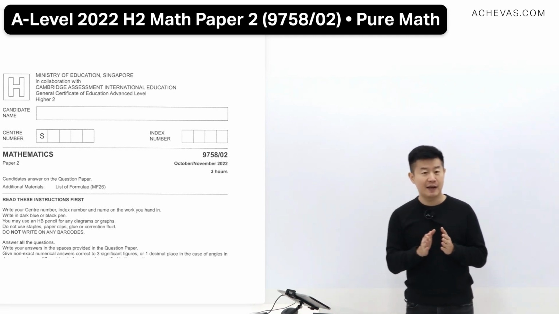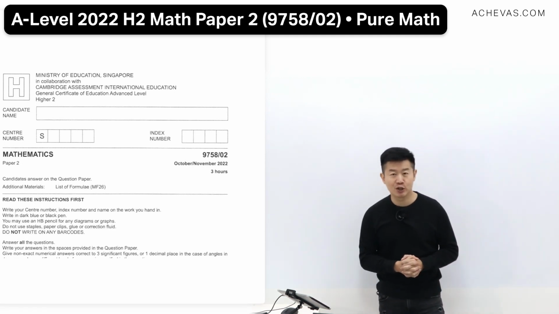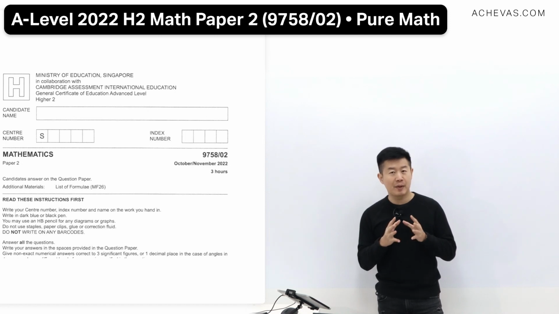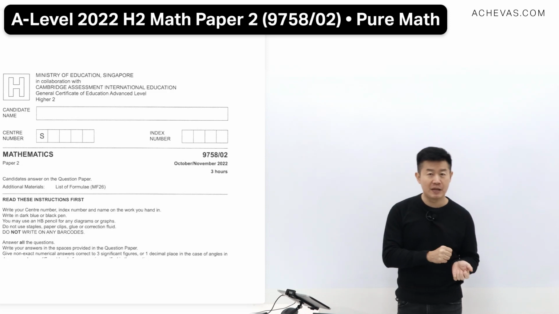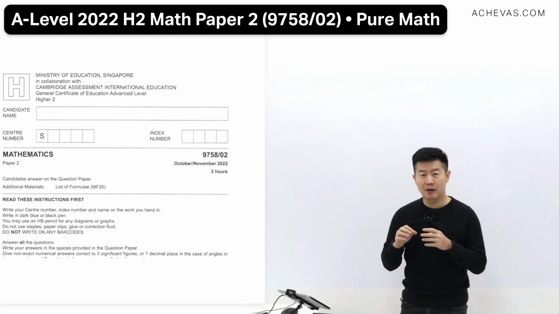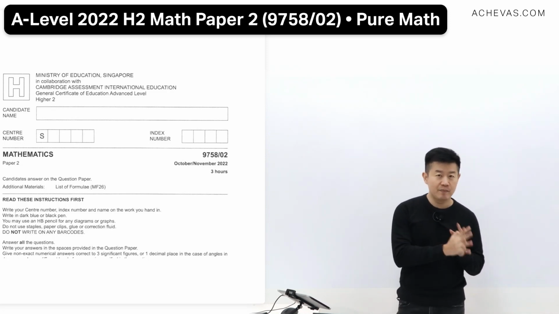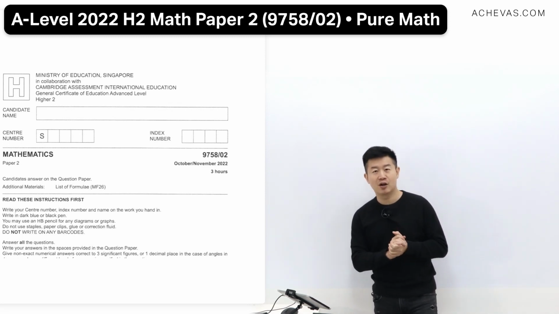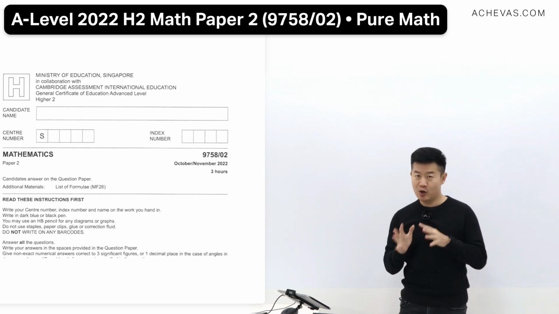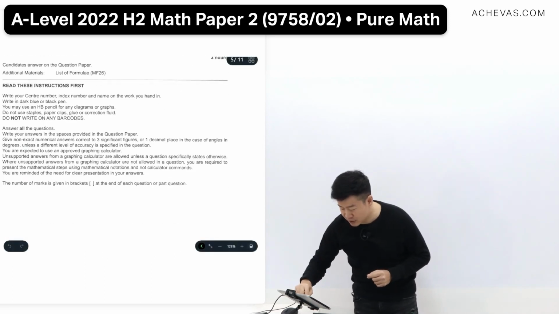Singapore Cambridge A-Level exam H2 Math Paper 2. In H2 Math Paper 2, it comprises two sections, Section A and Section B. Section A will be all the pure math questions, and Section B will be all the statistics questions. In this video, we are going to be focusing on Section A, so all the pure math questions. Let's take a look at the first question together.